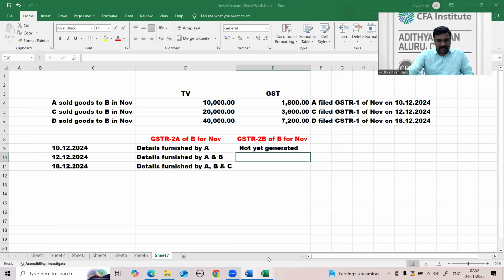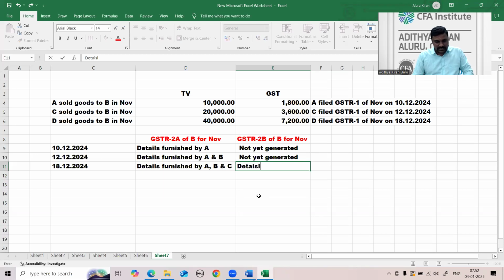Therefore, if you open on 10th December, if you open GSTR 2A, you will see the details of A. On 10th December, you cannot open the GSTR 2B. GSTR 2B is not yet generated. On 12th December, same, not yet generated. But on 18th December, if you generate the GSTR 2B, yes, it will be generated.